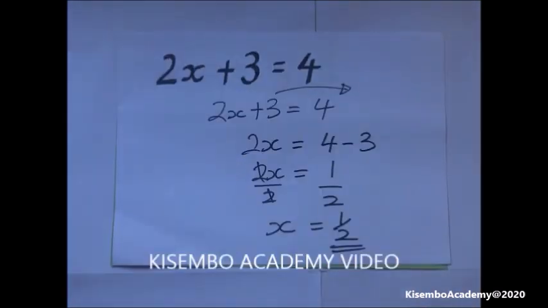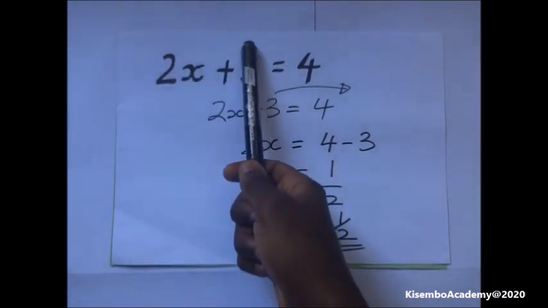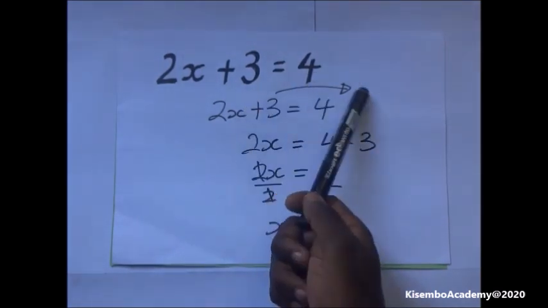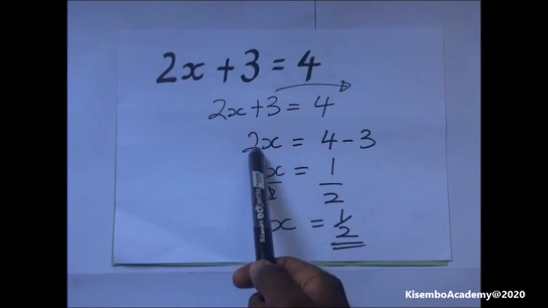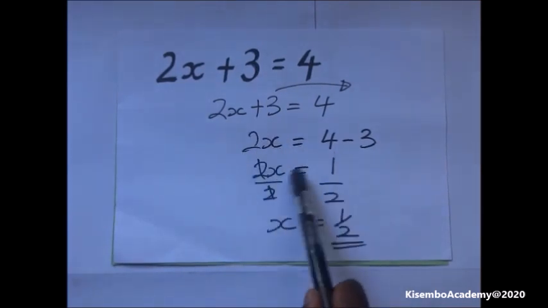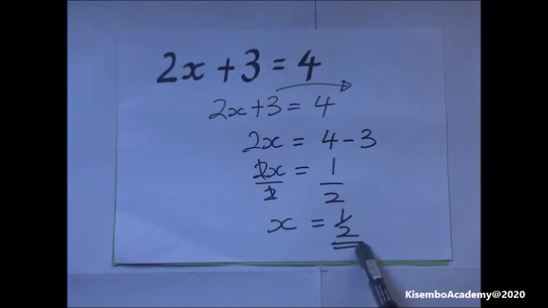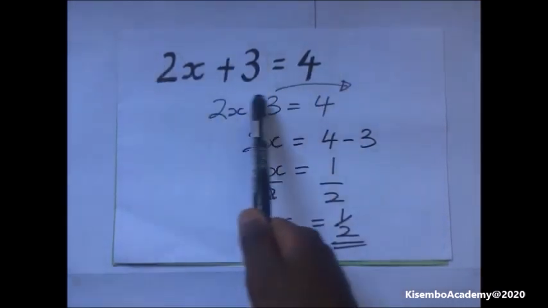Before, we were looking at algebraic expressions with just one variable. For example, if you look at this equation, we have 2x + 3 = 4. To find the value of x, of course, we are going to shift 3 to the other side. Of course, when we shift 3 to the other side, it becomes 4 - 3. We remain with 2x on this side. When we divide both sides by 2, we shall end up with our value of x as a half. That is when we have one variable in the algebraic expression.